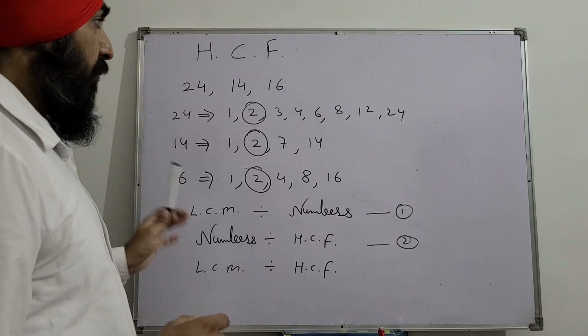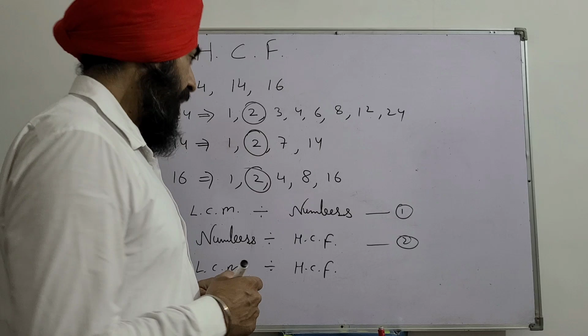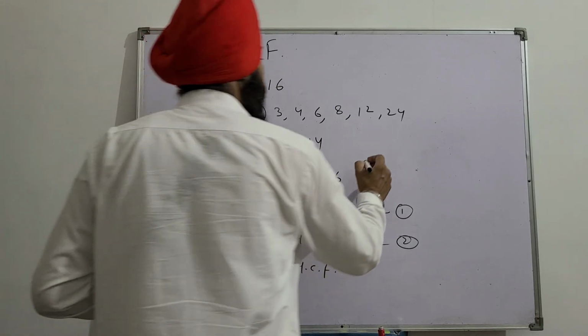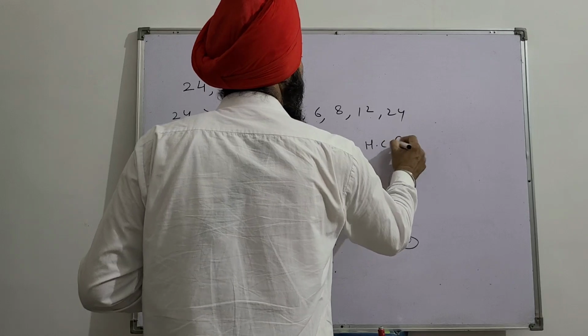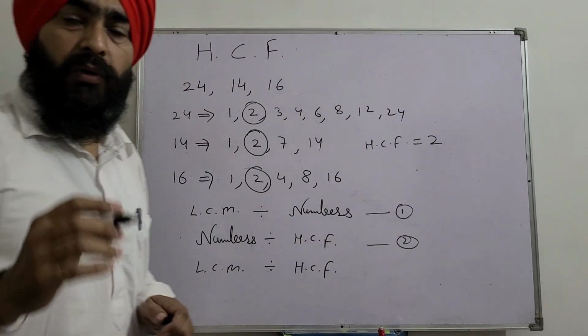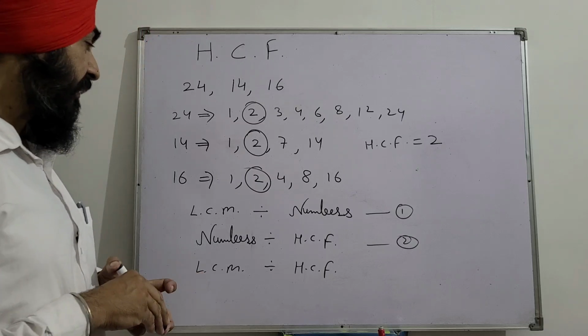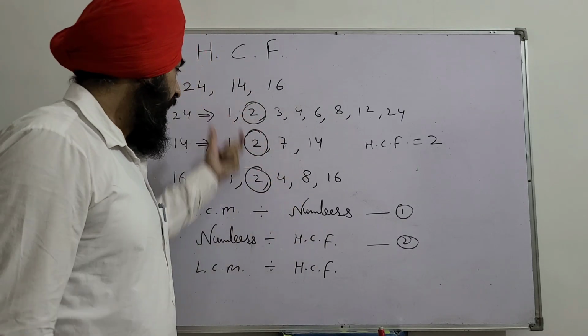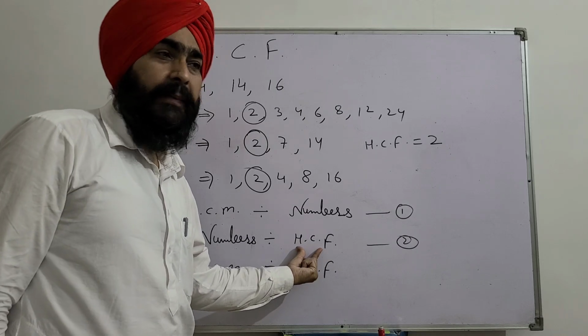Then we can prove it by taking an example. We already took the HCF here. You know what the HCF is? HCF is only 2 here. Is it clear? So we can verify whether all those numbers taken here are divided by the HCF or not.